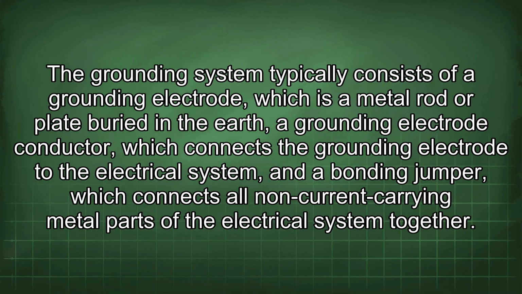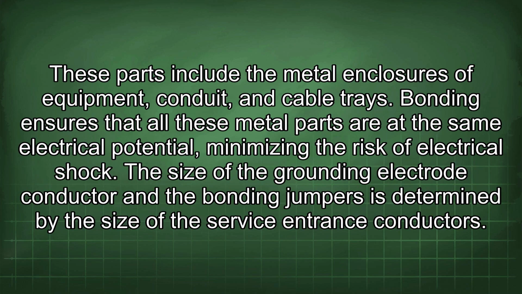The grounding system typically consists of a grounding electrode, which is a metal rod or plate buried in the earth, a grounding electrode conductor, which connects the grounding electrode to the electrical system, and a bonding jumper, which connects all non-current carrying metal parts of the electrical system together. These parts include the metal enclosures of equipment, conduit, and cable trays. Bonding ensures that all these metal parts are at the same electrical potential, minimizing the risk of electrical shock.